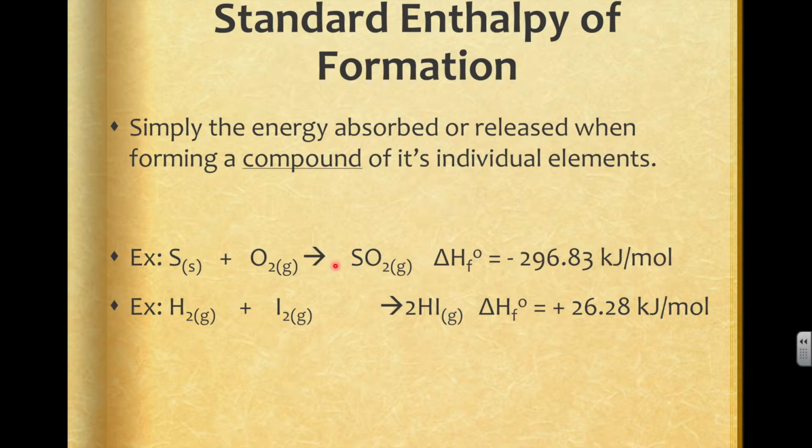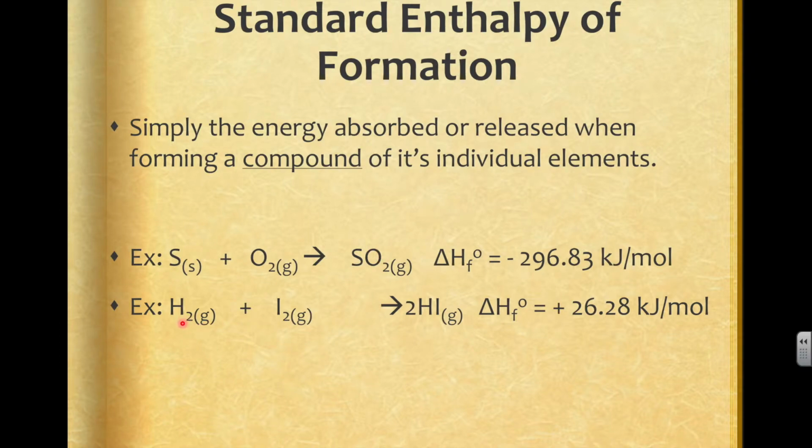For example, if you want to form the compound SO2, you need sulfur and you need oxygen. Here's sulfur, and here's oxygen in its diatomic form. You're just combining these two together. That will be a release in energy of negative 296.83 kilojoules per mole whenever those two are formed together.